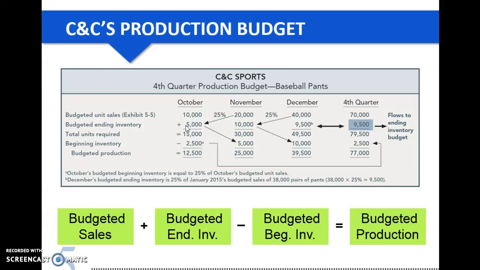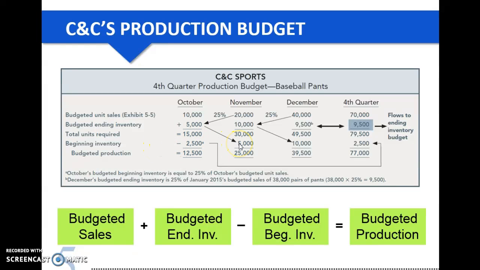After you get the ending inventory, you add it to the budgeted sales to get the total units required. So now these are the total units required, but it is not as yet the budgeted production because we haven't deducted the beginning inventory. Now, how do you get the numbers for the beginning inventory? To get the numbers for beginning inventory, you are already aware that the beginning inventory of each period is the ending inventory of the previous period, which means the beginning inventory for October will be the ending inventory of September.